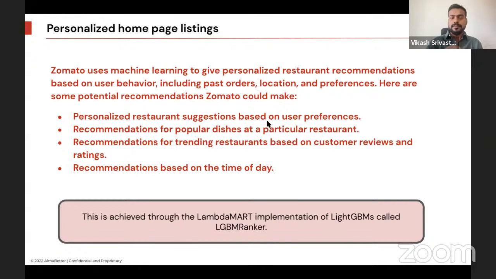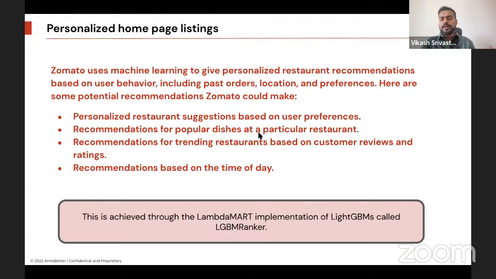Of course, it's based on user preferences, and recommendations for popular dishes at a particular restaurant. So these could be recommendations that they would be making, right? Even when you go inside the restaurant, let's say if you click on a particular restaurant like Truffles, you go inside, and there you see on the top they recommend, hey, you can order these popular dishes because they are really popular at the restaurant.